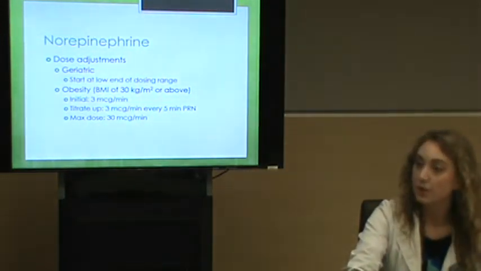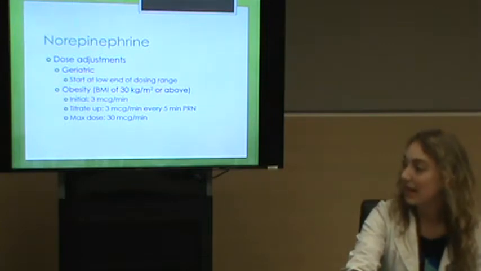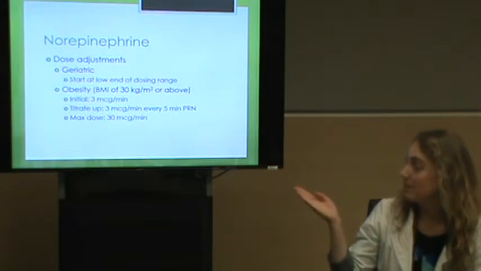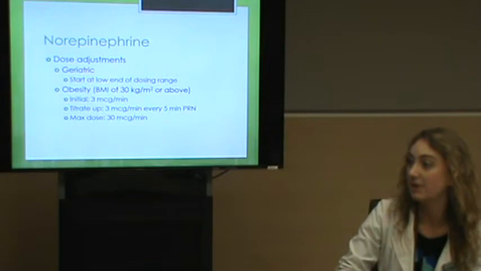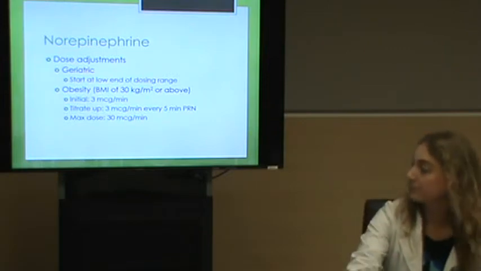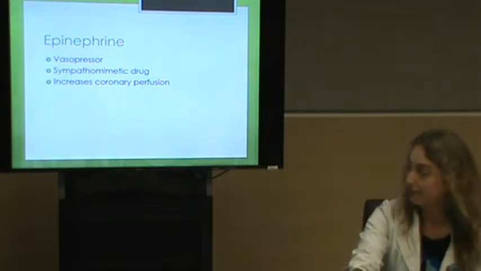The other thing is for obese patients, they've found that they don't typically need to have the same weight-based dosing. So they give a recommended 3 mics per minute and then titrating up at 3 mics per minute rather than calculating out the dose per kilogram. And that's for anyone with a BMI greater than 30.